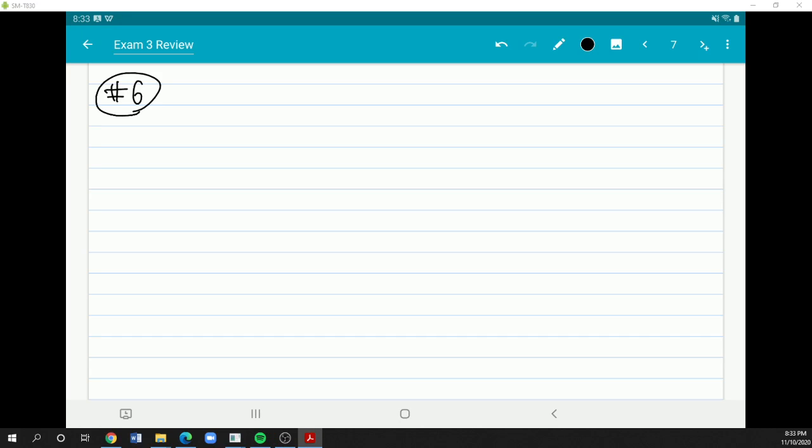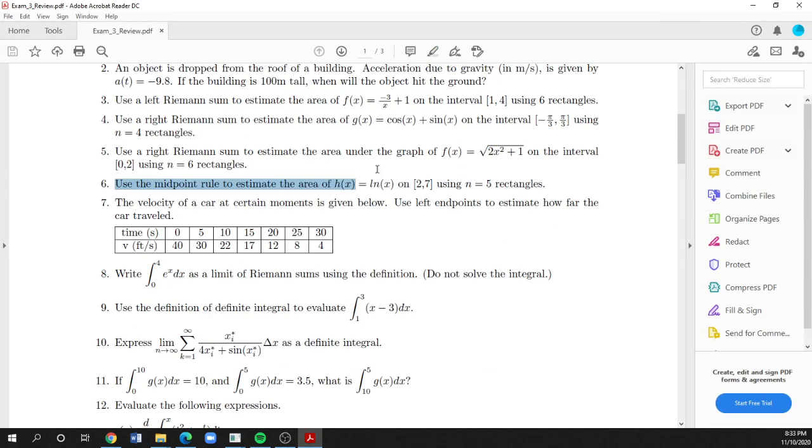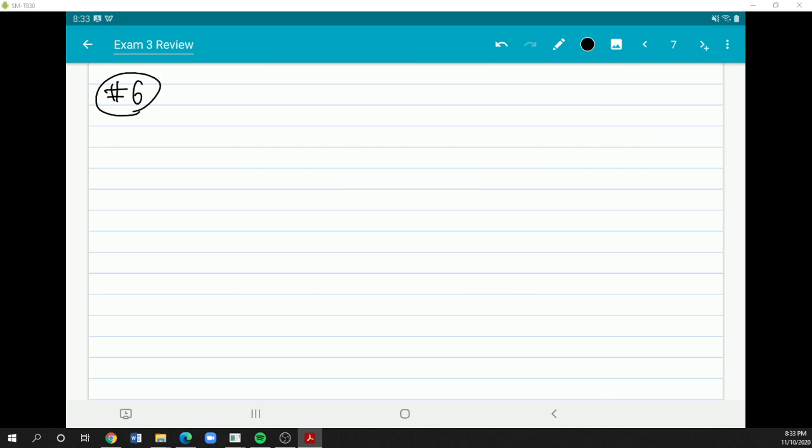Number 6. So now we want to use the midpoint rule to estimate the area of h of x equals log x on the interval 2, 7 using 5 rectangles. Midpoint rule is the most annoying, but there's nothing that makes it particularly harder, just something that makes it a little more annoying. So delta x is equal to 7 minus 2 divided by 5, which is equal to 1. So all my rectangles have length 1.